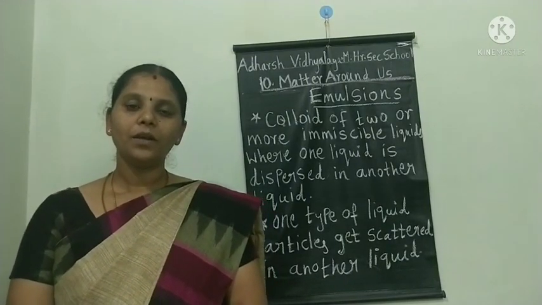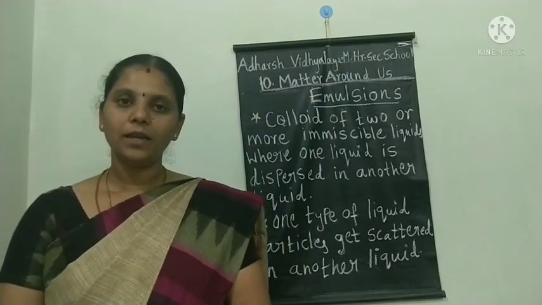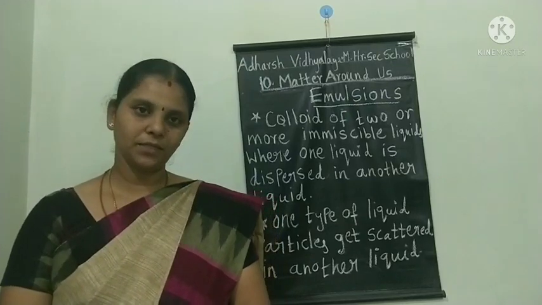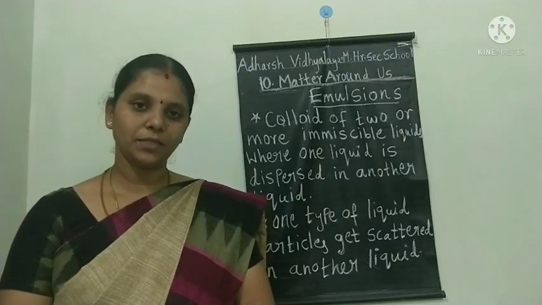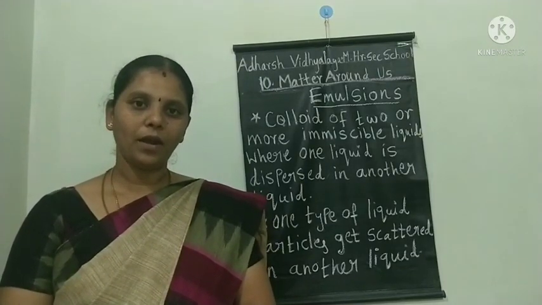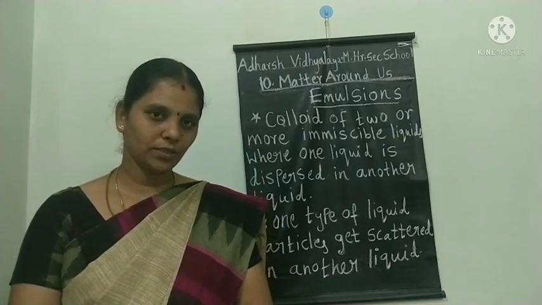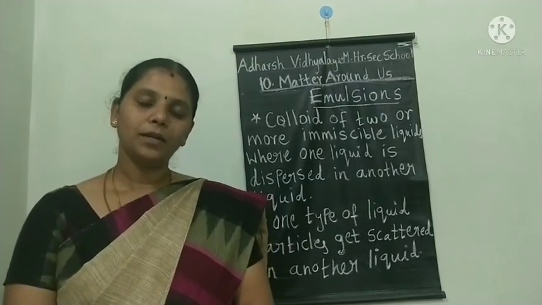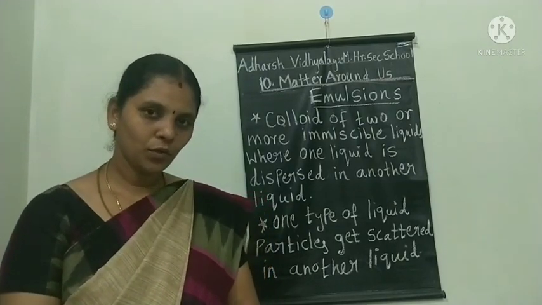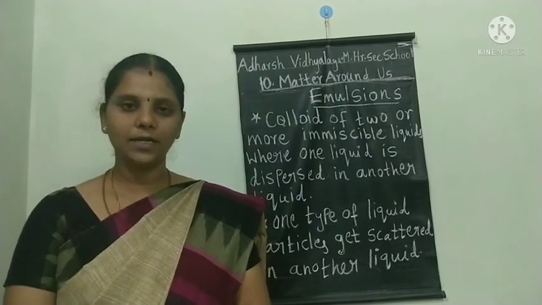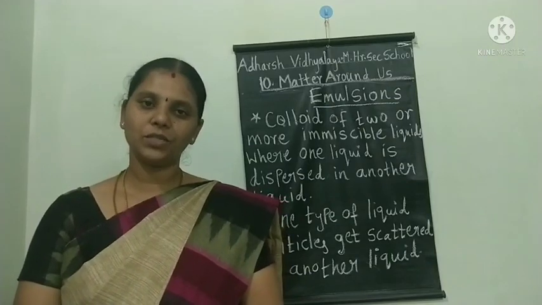And we have to learn that in colloidal solutions there are 8 combinations, depending upon the physical state of the substances: solid, liquid, gas. Based on the physical state, there are 8 combinations of colloidal solutions. Next, we have learned the difference between the true solution, colloidal solution and the suspension solution. Up to this we have learned in the last session classes.